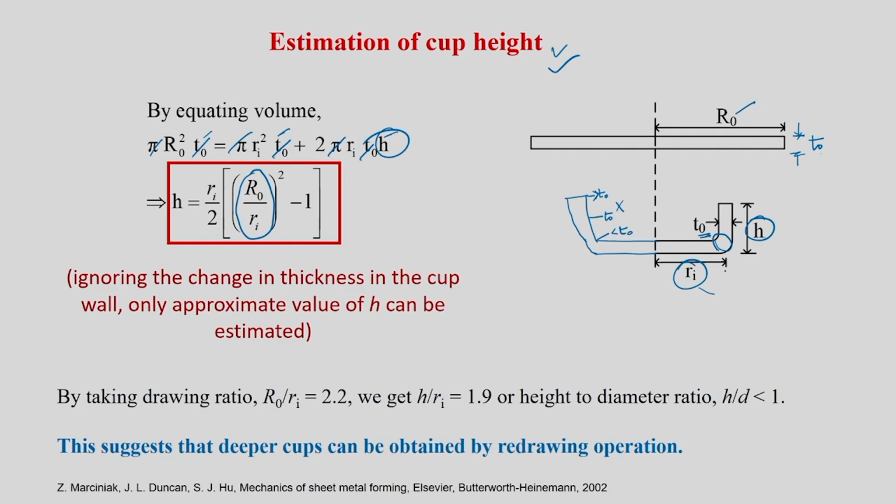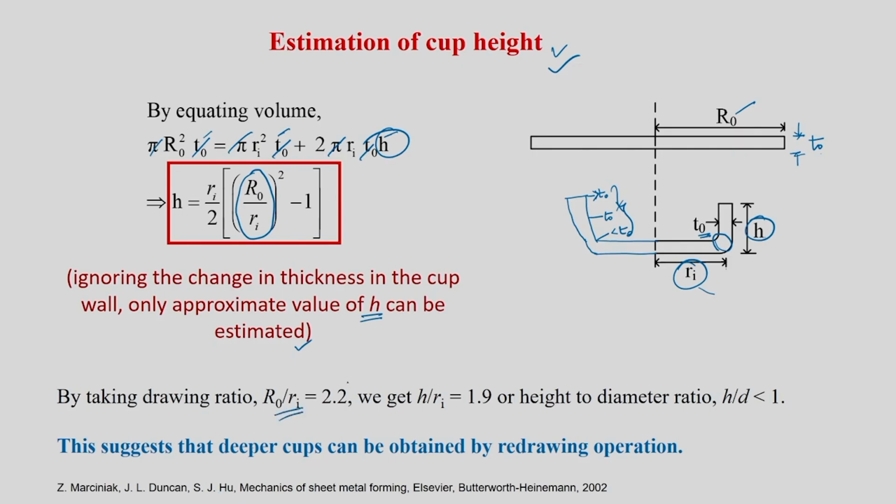And then this is your sheet. This is a sheet radius, and this is a cup radius Ri. So ignoring a change in thickness in the cup wall, only an approximate value of H can be estimated. This is what I was telling you. We are going to neglect this change in thickness in the cup wall, and instead get an approximate value of H. It will not be fully accurate, but it is still fair to have a quick idea of what H would be at any stage.